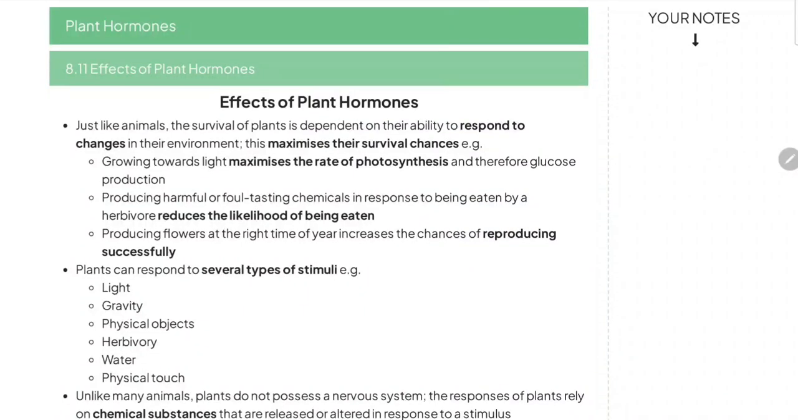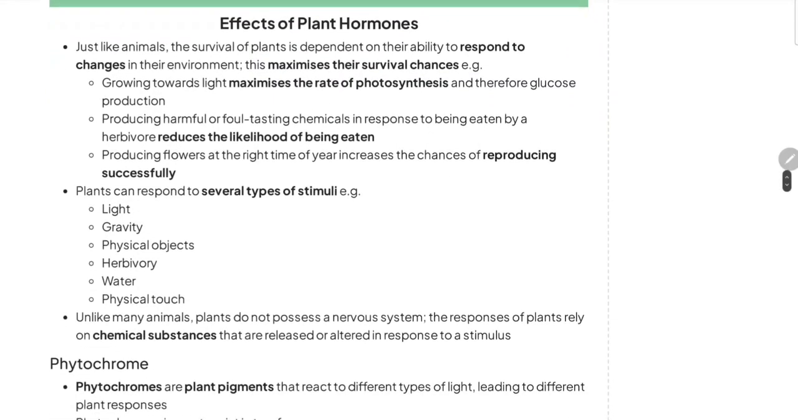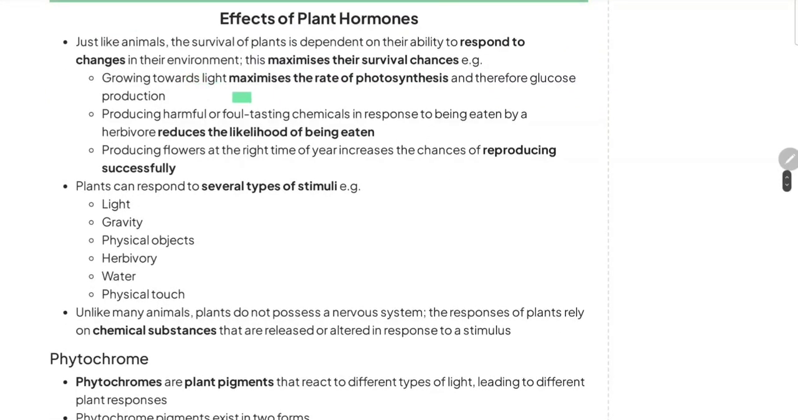The survival of animals and plants and humans. Just like animals survive, the survival of plants is also dependent on their ability to respond to changes in their environment, and this maximizes their survival chances. For example, growing towards light maximizes the rate of photosynthesis and therefore glucose production. And of course, that's because of photosynthesis. So this is one thing that helped it to survive, okay?